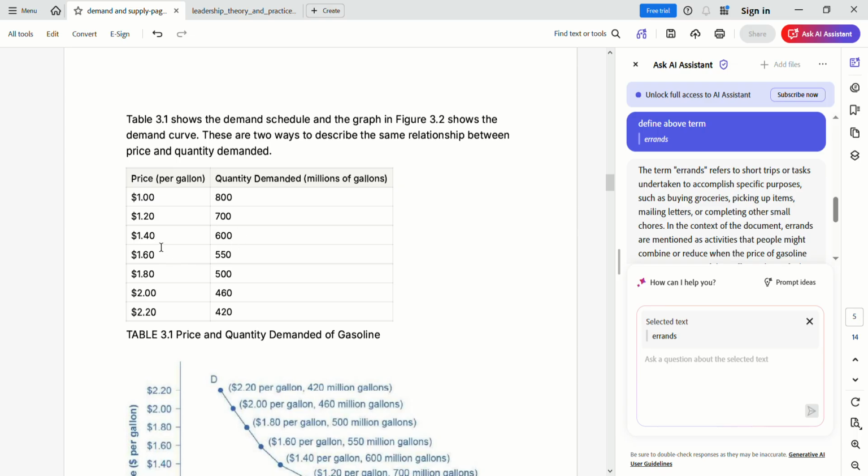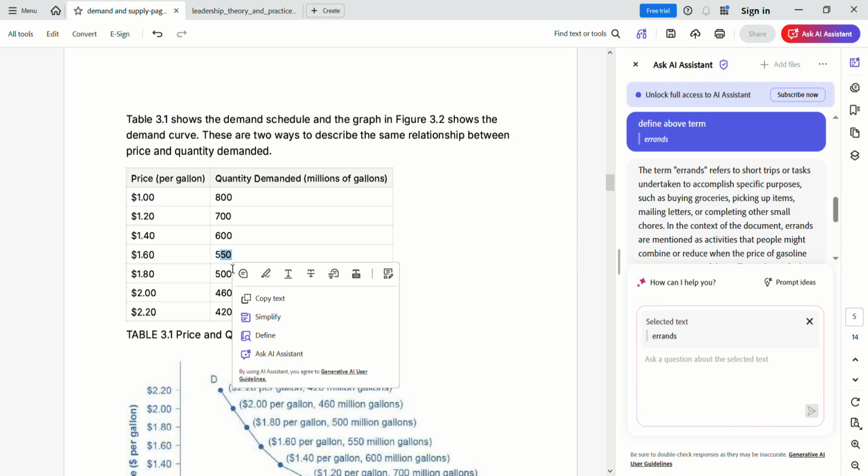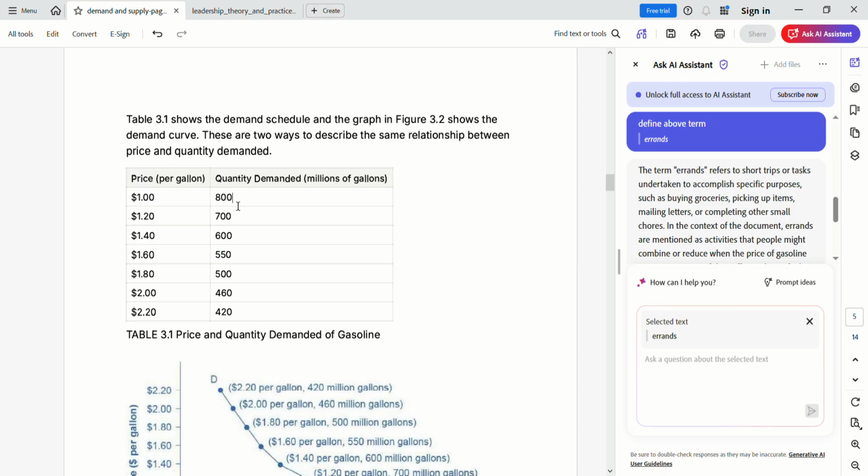Again we see that the price increased from $1.4 to $1.6. Again we see that the demand does not decline proportionately. Here we can see 800 to 700, which means a 100-unit decline, but here it is 600 to 550.